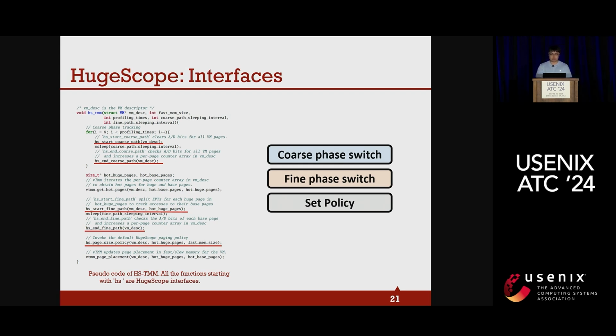We abstract the interface according to the ability of HugeScope and provide a flexible and modular interface implementation. Generally speaking, they are divided into 3 categories: coarse phase tracking switch, fine phase tracking switch, and policy setting interfaces. The figure on the left is the pseudocode that relies on the HugeScope interface to realize tiered memory management.